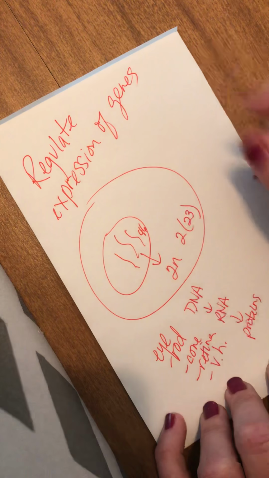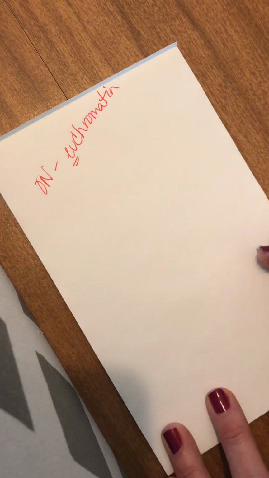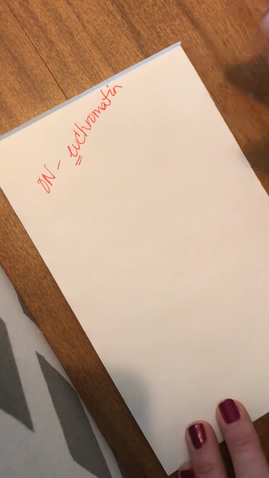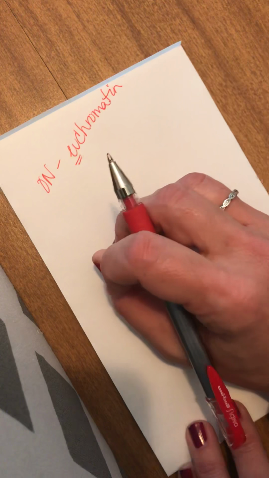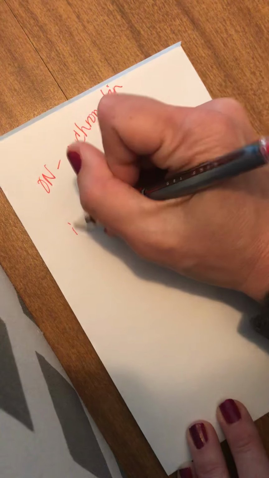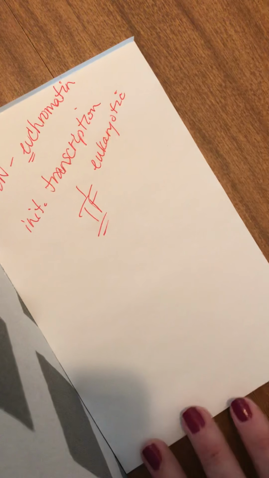So when you have a section of DNA and it's really on, we call that euchromatin. Euchromatin is DNA that's being expressed. It tends to be loosely wound so that molecules can come in and start transcription. The molecules that initiate transcription are called transcription factors. So in eukaryotic cells, regulation is controlled by transcription factors.